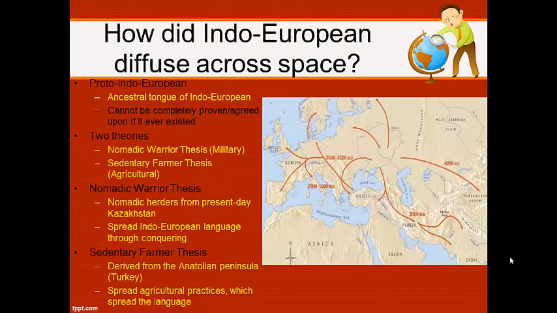All right, now we're going to focus on how Indo-European became so expansive. How did it become the most popular language family? Well, there is something called a Proto-Indo-European tongue. This is before the Indo-European. However, nobody can really prove it or really agree upon what happened. There are actually 2 theories of how this language family spread.